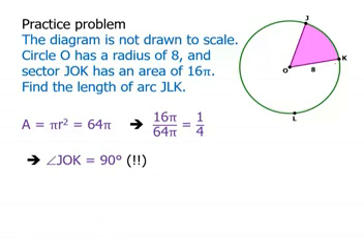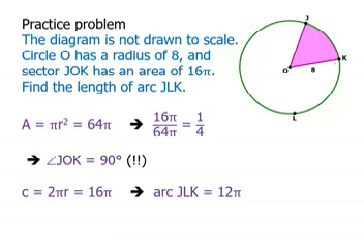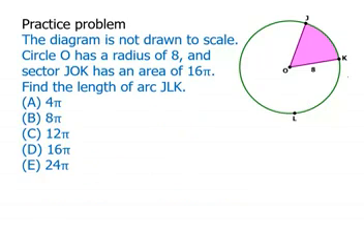And so that sector is a quarter of the whole circle's area, and the arc length has to be a quarter of the circumference. Well, the circumference is 2 pi r, or 16 pi, a quarter of that. Well, the quarter, this part here, JK, has a length of 4 pi, but we're not looking for that. We're looking for all the way around the circle, 3/4 of the circle. 3/4 of the circle is 12 pi. So we go back to the answers and choose answer choice C.